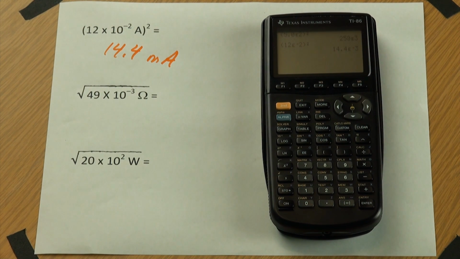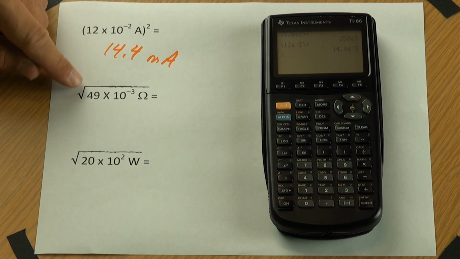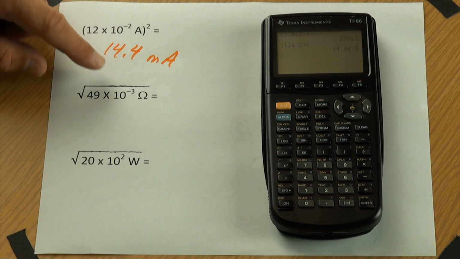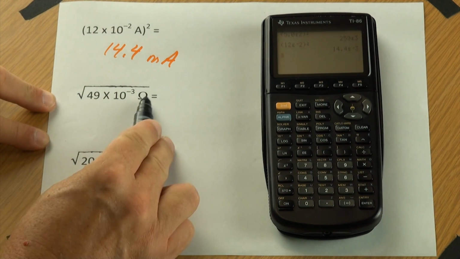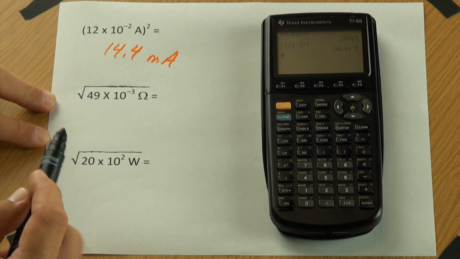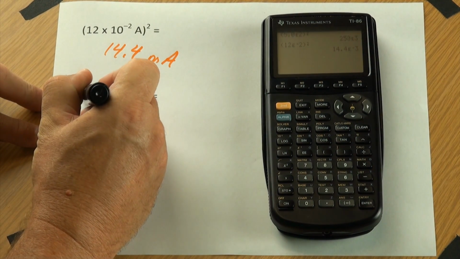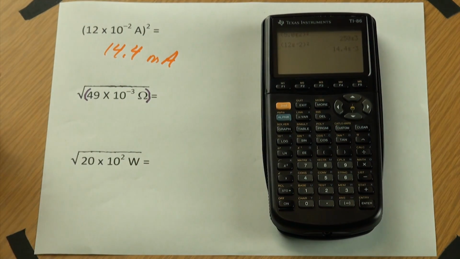This next one is a little bit tricky simply because I don't have parentheses. I do need to take a square root. So we're going to take the square root of 49 times 10 to the negative 3rd ohms. And what I need to realize is that because all of this is under that radical, that square root symbol, there is an implied set of parentheses here. And that's something that's very important to make sure that the calculator gets it correctly.